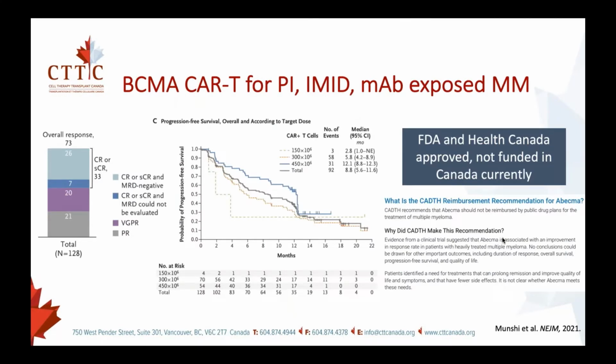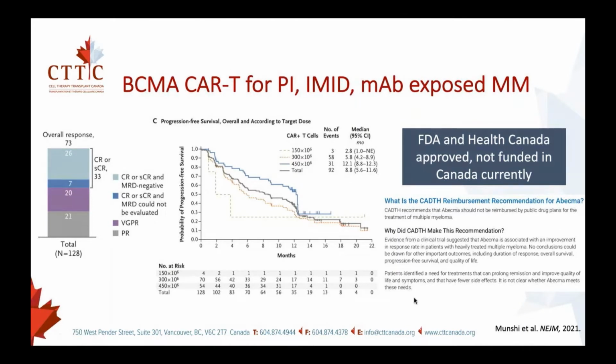For multiple myeloma, there are BCMA CAR T cells that are out there for triple refractory or triple exposed patients, so proteasome inhibitor, IMiD, and monoclonal antibody exposed. And overall response is relatively good. This is with the Abecma, or idecabtagene vicleucel, product. And you can see here, however, that although the overall response is quite good, the progression-free survival wasn't exactly robust, and there wasn't a plateau in the survival curve, as you might expect with multiple myeloma.